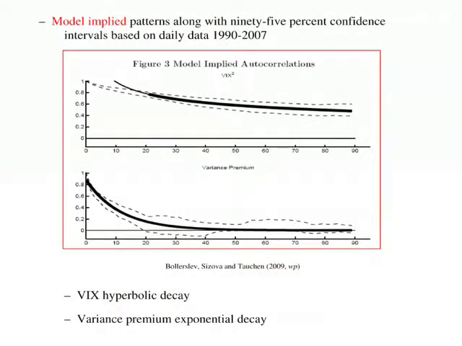Okay. So how well does this model do? Well, again, reasonably calibrated, it does very well. So the solid black lines are the model-implied autocorrelations for what is the VIX within the model, and the dashed lines are the 95% confidence intervals from the data. The solid bottom line is the model-implied autocorrelations for the variance risk premium. The dashed lines, that nicely hug that, are the 95% confidence intervals implied from the data. Okay? So it does a remarkably good job of that.